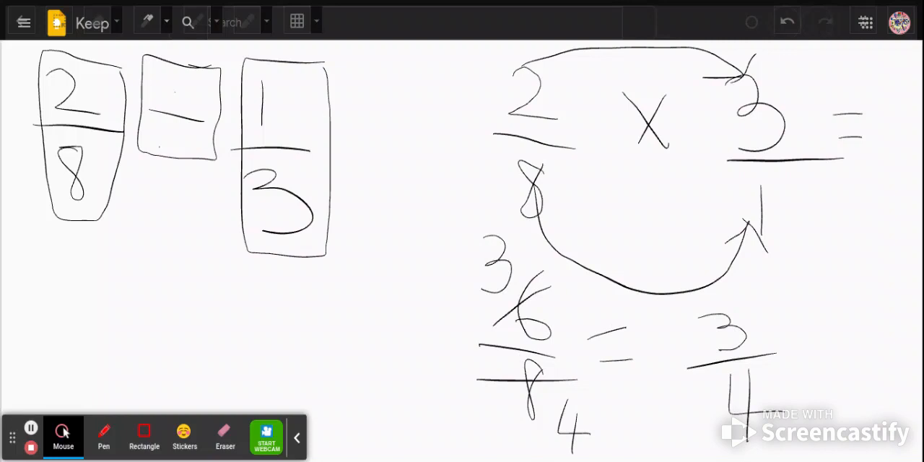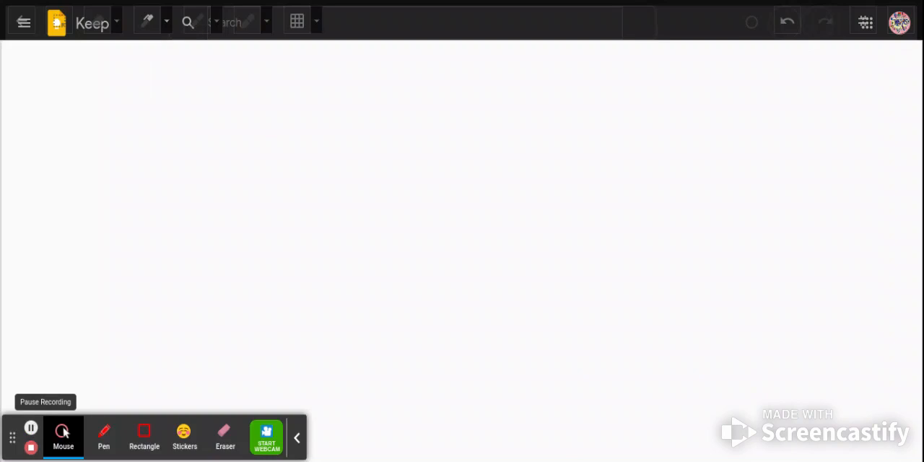All right. Let's proceed to our final example. Okay, so our final example would be 4/5 divided by 2/3, right?